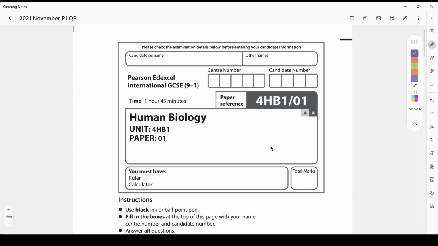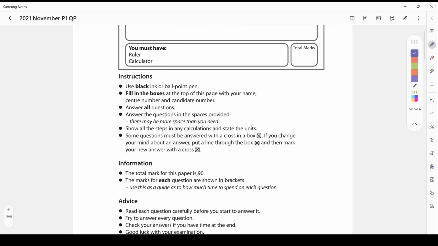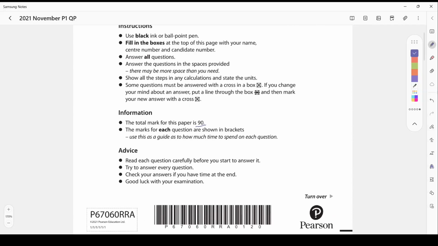Okay, hi everyone. Today we're going to be covering the IGCSE Human Biology past paper. This is from 2021 November, paper 1. You can see that here. This paper should take you about an hour and 45 minutes to complete, and the total marks for this paper is 90. This paper tests you on the entire syllabus.